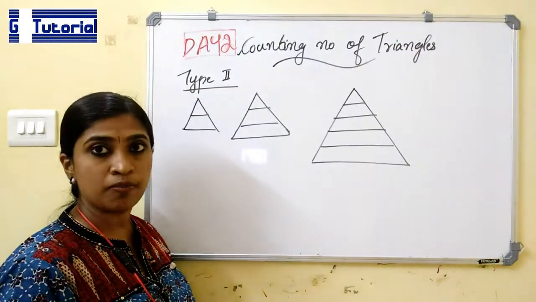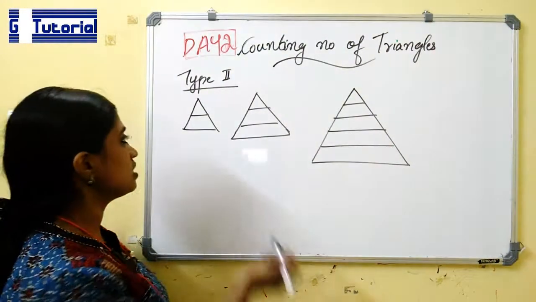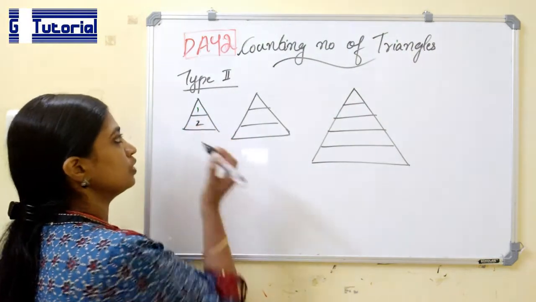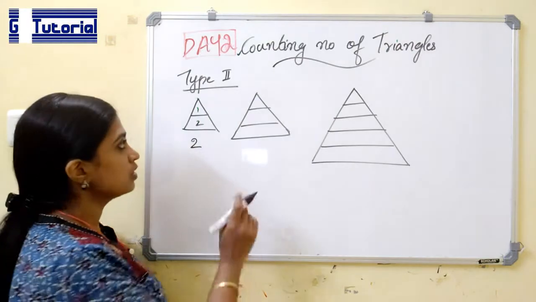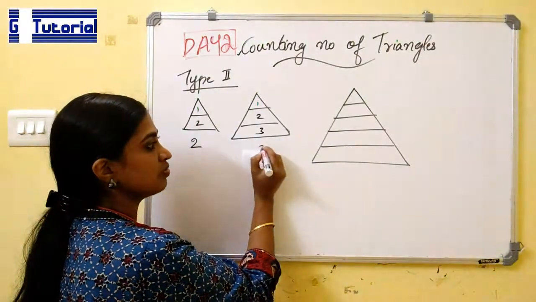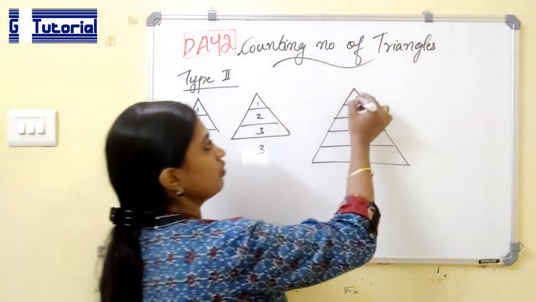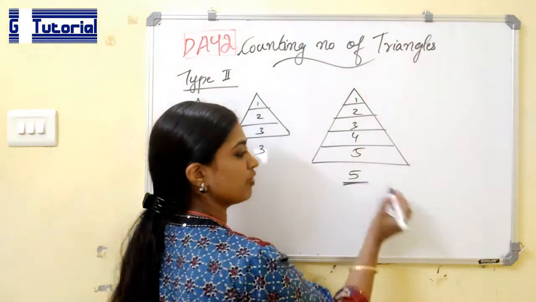This is a type 2 problem. It is the easiest type of problem. You just have to number it 1, 2. The number of triangles is this larger number. Number of triangles is 2. Next figure. 1, 2, 3. Number of triangles formed is 3. 1, 2, 3, 4, 5. Number of triangles is just 5.